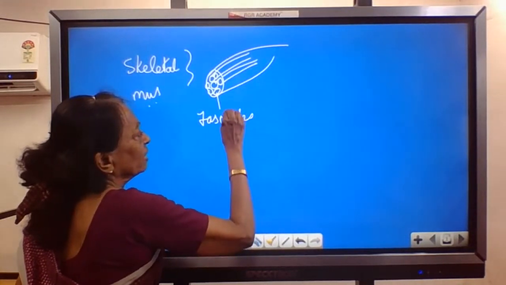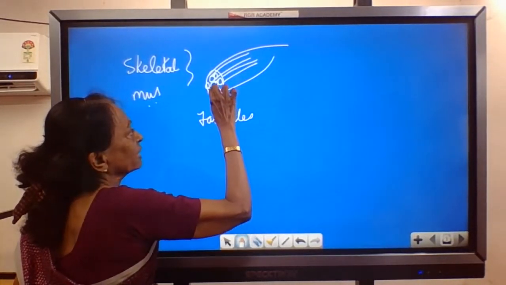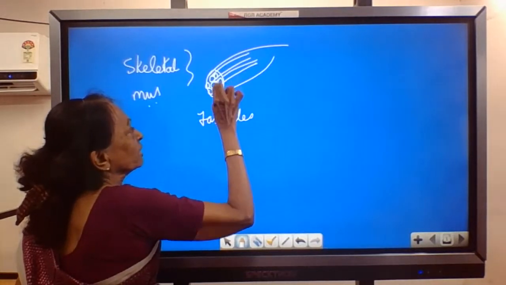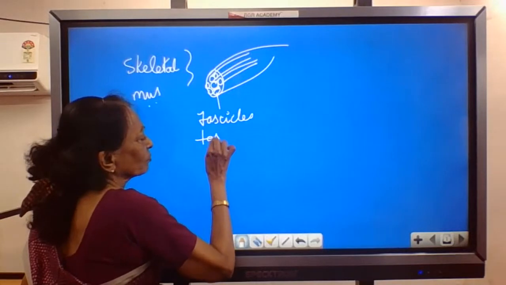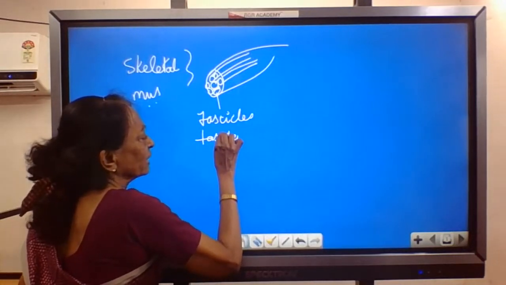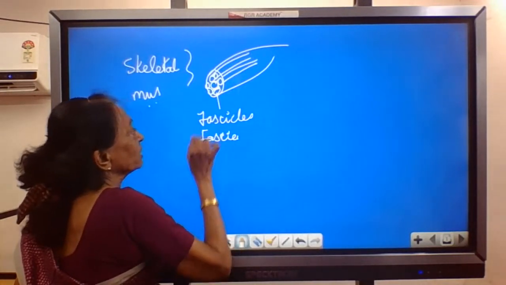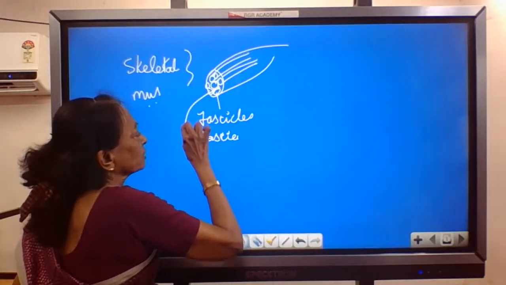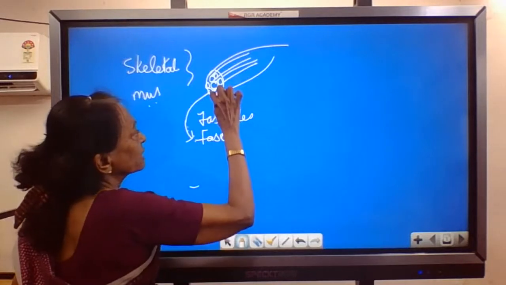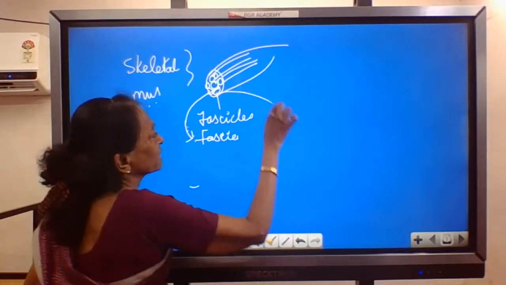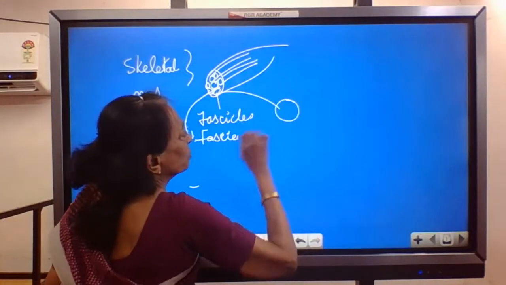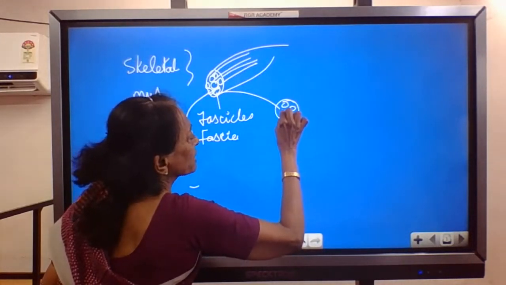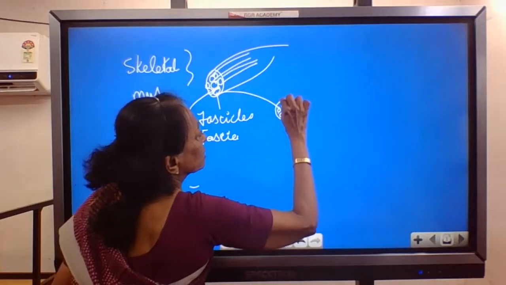Now these muscle fascicles are connected in between by connective tissue. The connective tissue in between them is known as fascia. Fascia is a connective tissue in between the fascicles. They cannot be just kept loosely. Now you take a single fascicle. The single fascicle in turn is made up of a number of muscle fibers. Now each muscle fiber is a cell.